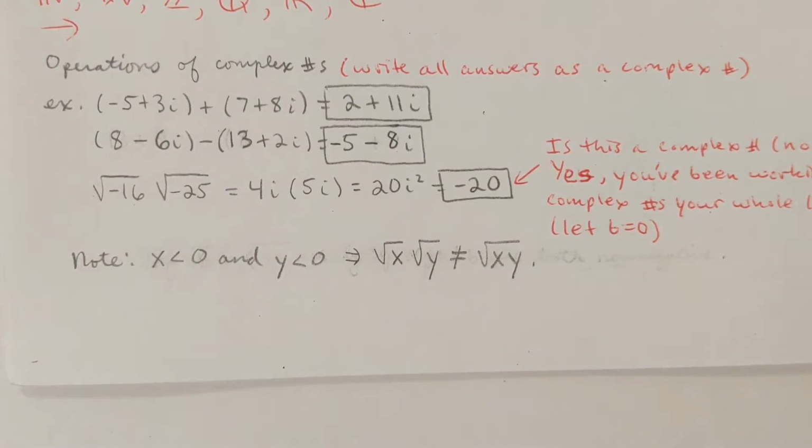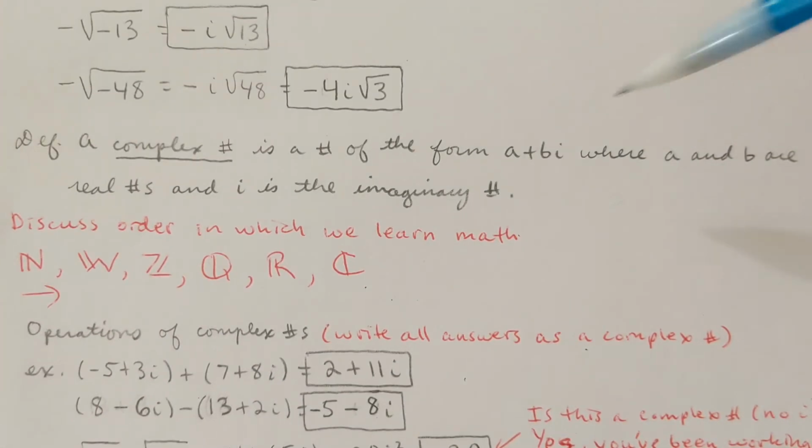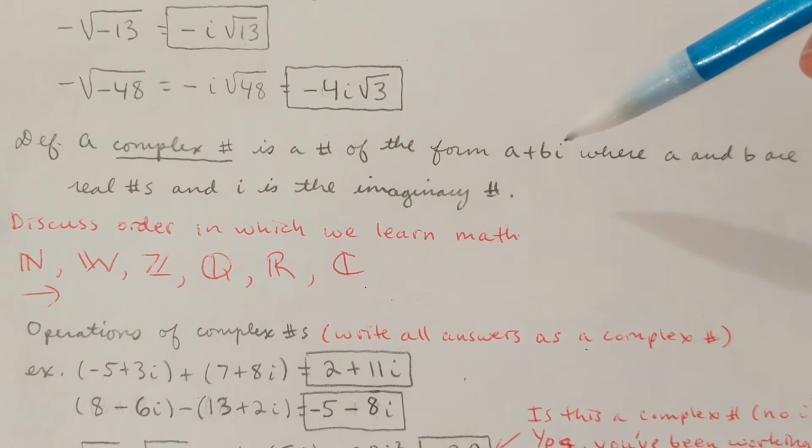Okay, so the next thing that we're going to talk about here is the operations of complex numbers. As a note, we'll write all of our answers as a complex number. That is, write them all in the form a plus b times i.